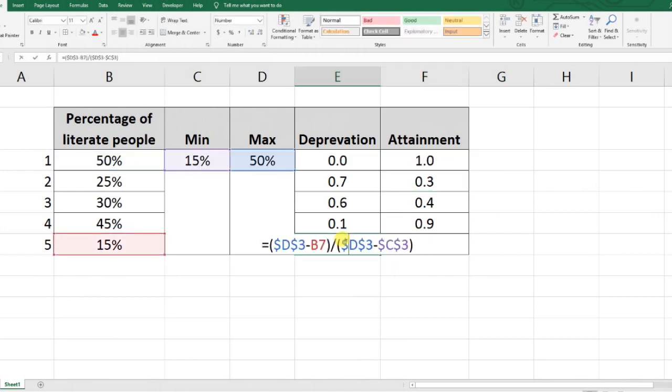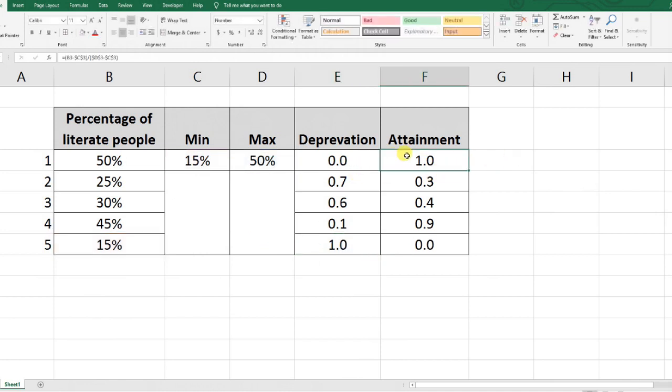So just to show you what dollar signs do, when I drag this formula down, it changes this column right here, these cells right here, because I did not put dollar signs. It did not change these two cells because I don't want it to. Otherwise, it would take these two cells right here. I don't want to do that.